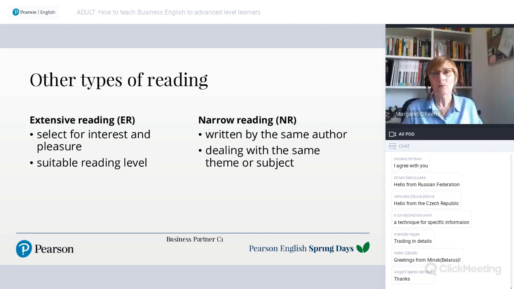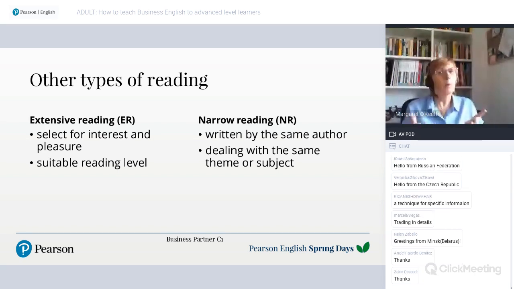Narrow reading is a form of intensive reading, but it's more focused, where you might choose to read, for example, novels by the same author. What's interesting about that is that the language you will encounter will be repeated more often, because authors have favorite words and favorite expressions and ways of saying things that will get repeated.